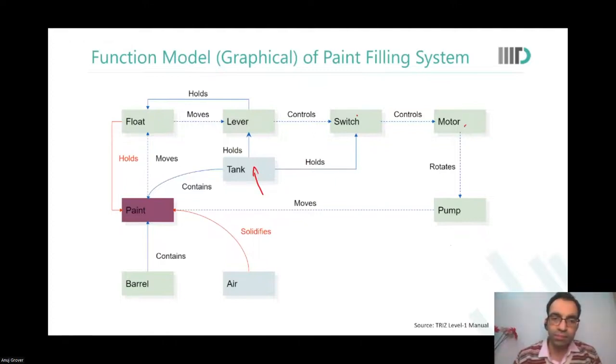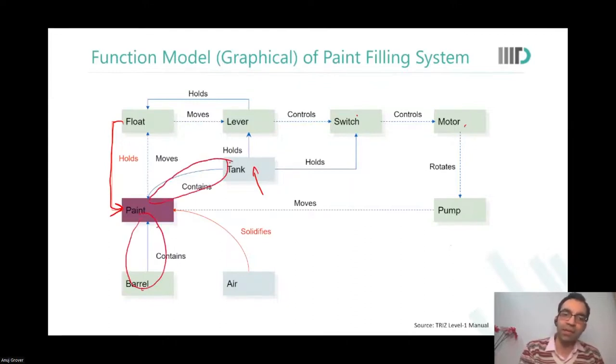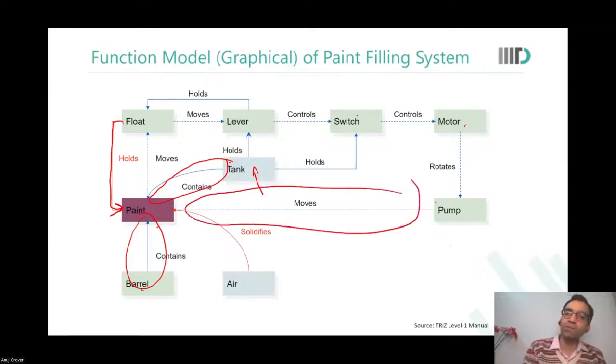Holds, contains. See, we've represented hold as a harmful function over here. Yes, sir, contains. So it cannot be a basic. It is not being categorized as basic or anything. It is a harmful function, has to be removed. Air solidifies paint, again, has to be removed. However, barrel contains paint is clearly a basic function. Tank contains paint is clearly a basic function. Pump moves paint is a basic function. Now it is performing this basic function excessively or insufficiently. That is why I put it in a dashed line.